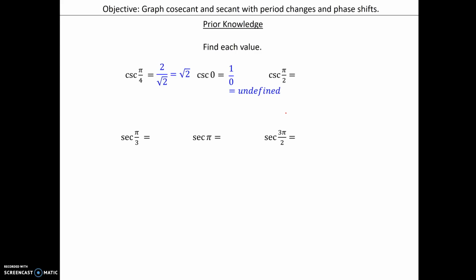And last but not least, we have pi over 2. At pi over 2, your sine value, your y value, is 1, so 1 over 1 is just 1.